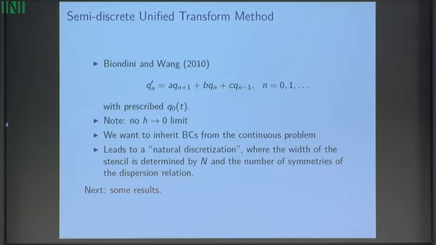So what I want to do is look at semi-discrete. I'm going to discretize in space, but I'm going to leave t continuous. So the only work really that addresses this is Biondini and Wang in 2010. Most of what they talk about is second order. There's one example where they do a third order problem. But they look at this in its own right. They don't think of this as necessarily coming from a discretization for a continuous time problem.